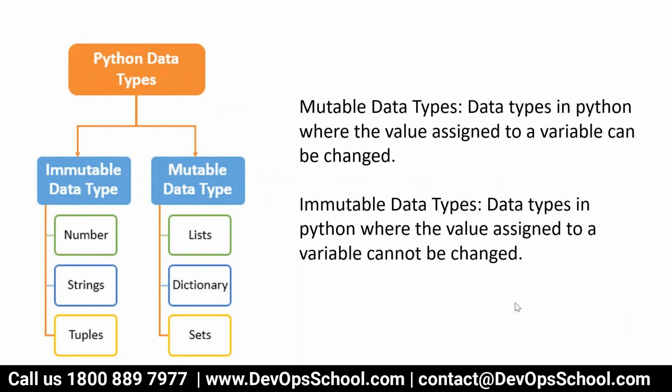Mutable data types in Python are those where the value assigned to a variable can be changed. That means you can change list values, dictionary values, set values. Immutable data types in Python are those where the value assigned to a variable cannot be changed, for example number, string, and tuples. So this is called mutable and immutable.